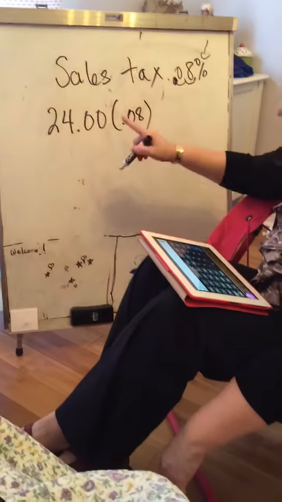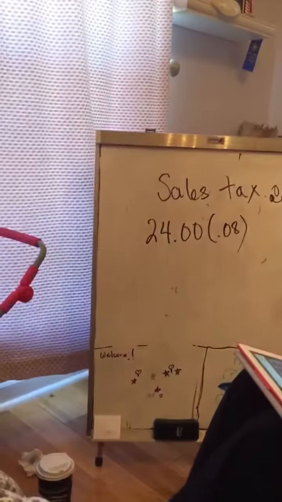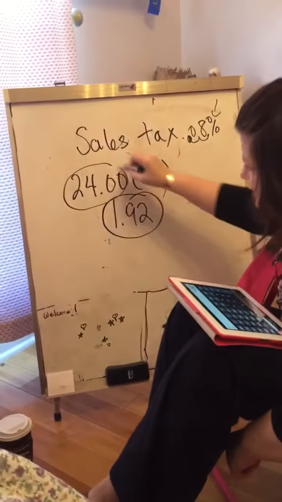Now, when you calculate this, I want you to go ahead and calculate that, and think to yourself, what is it actually calculated? What does my answer mean? So times 0.08, and I get $1.92. What does that mean? Well, this means that's the tax you're going to pay on top of this.